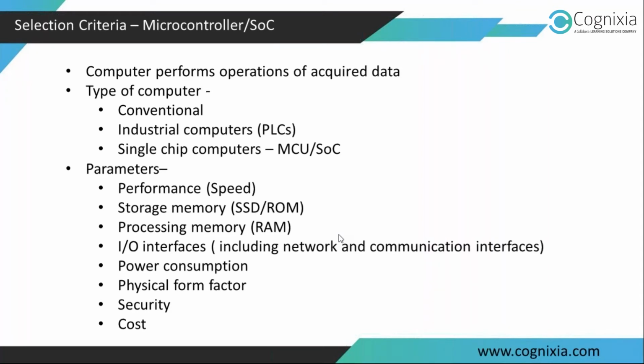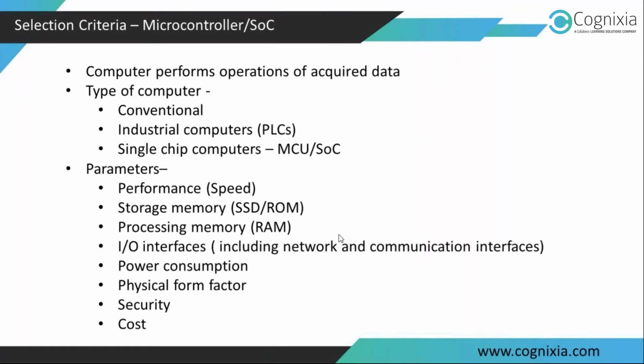Okay, the second parameter that you will have to take into consideration is obviously storage memory. What kind of memory is there? Okay, especially when it is EEPROM. Okay, and storage memory is used to store programs and data permanently. Processing memory will make your system faster if it is large, like larger in amount.